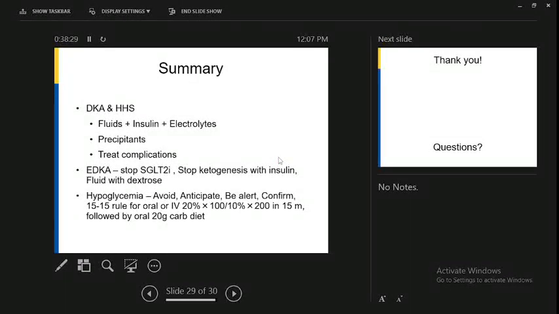So in summary, for diabetic ketoacidosis and hyperosmolar hyperglycemic state, the main management parts are fluid, insulin, electrolytes, precipitants, and treating the complications. Euglycemic diabetic ketoacidosis: always think of it when the patient is on SGLT2 inhibitors; the main objective is to stop ketogenesis with insulin and fluid with dextrose. And in hypoglycemia, always try to avoid hypoglycemia in the hospital setup and anticipate it, especially in lean, elderly patients over 65, and CKD and CLD patients. Be alert to the symptoms, confirm and treat with the 15-15 rule or IV 20% dextrose 100 cc or 10% dextrose 200 cc, followed by a concentrated carbohydrate diet.